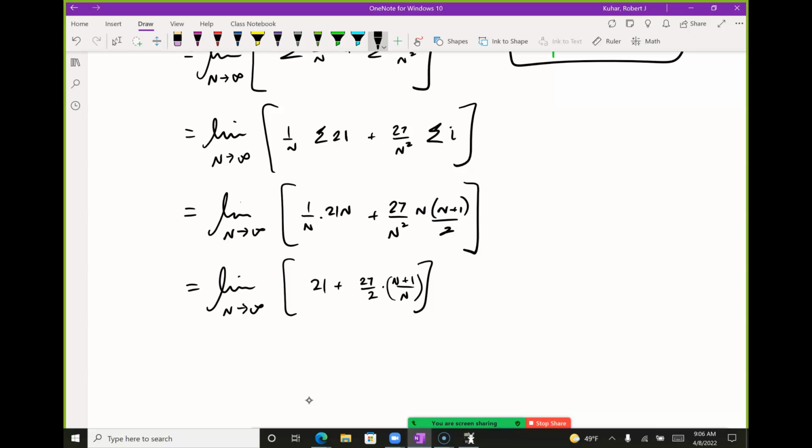And I want to just distribute that piece. So I get the limit as n goes to infinity of 21 plus 27 over 2 times n over n plus 27 over 2 times 1 over n. So I'm just distributing here.